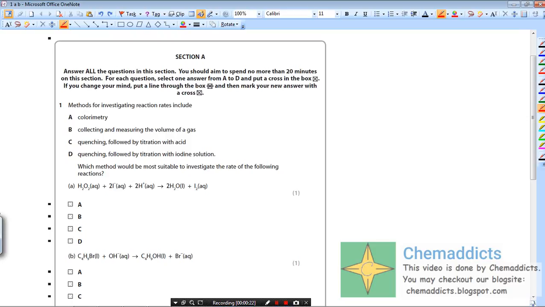So at first let us read this question. Methods for investigating reaction rates include colorimetry, collecting and measuring the volume of a gas, quenching followed by titration with acid, quenching followed by titration with iodine solution. Which method would be most suitable to investigate the rate of the following reactions? These are the options given, as well as the reactions. So we need to choose the best method for investigating reaction rates.